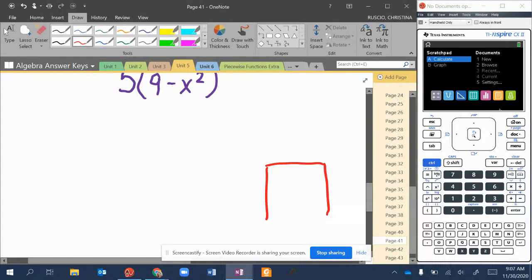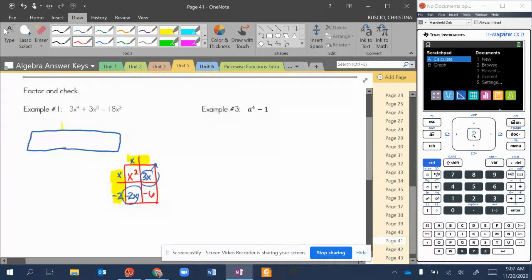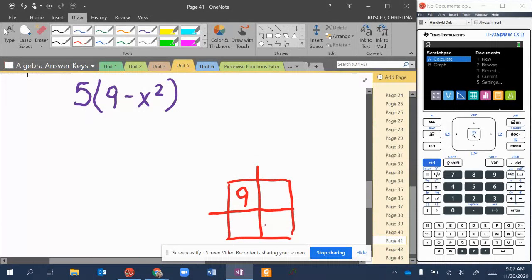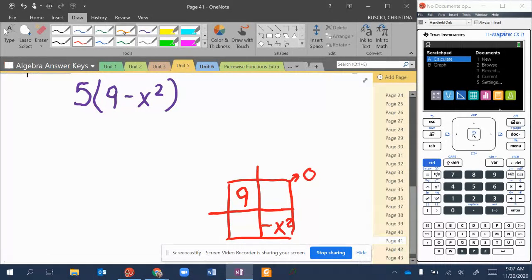So I'm going to put this down below. Now, usually we put our constant in this bottom box here, but we always put our first term here. So I'm going to do something a little bit different, and I'm going to put the 9 there and the minus x squared in this bottom corner here. I don't have any x terms, so we're just going to show that that's 0. And let's do some factoring.